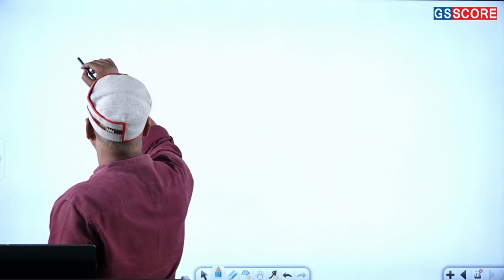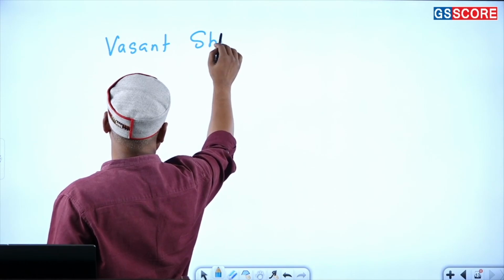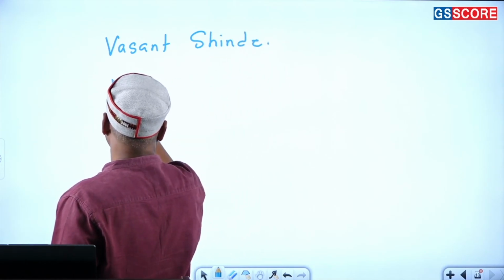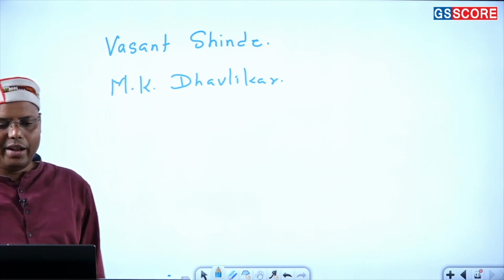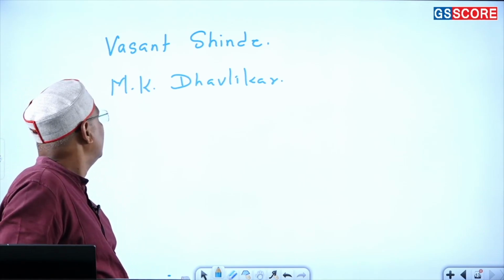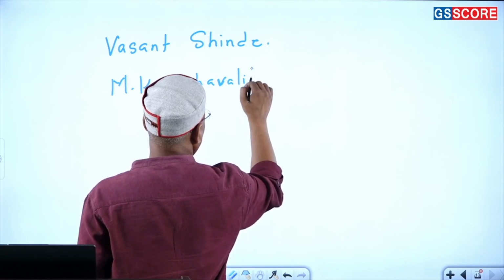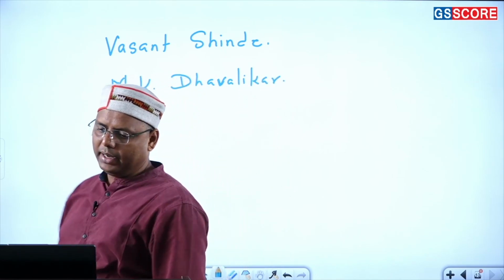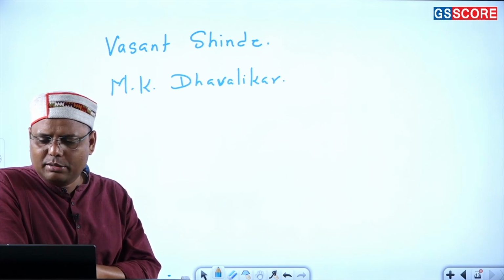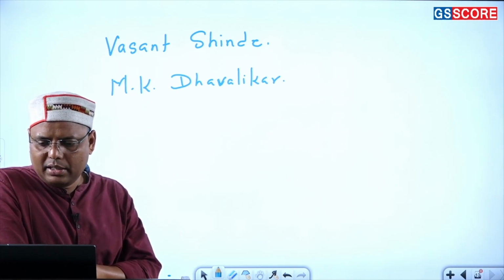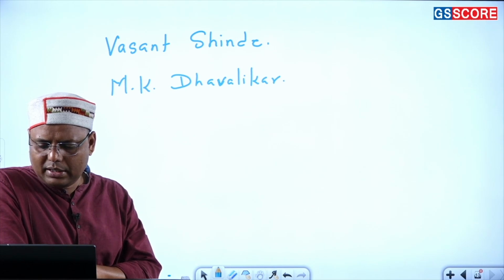Now, if you really wish to mention certain scholars, just remember a few names, such as one I told you: Professor Basant Shinde, and then M.K. Dhavalikar. So you can write M.K. Dhavalikar. These two are sufficient. They are not historians, precisely speaking; they were archaeologists, and they have worked majorly on these Chalcolithic cultures. That is all about these Chalcolithic cultures. Nothing else I need to cover.